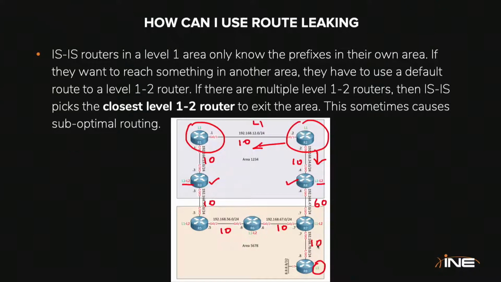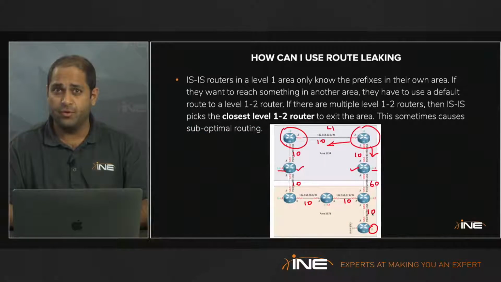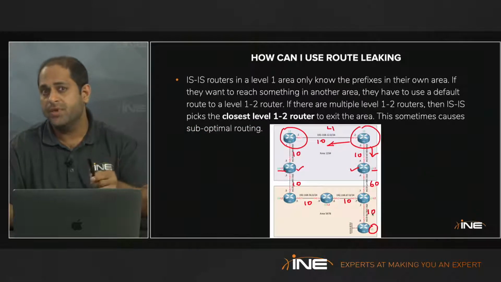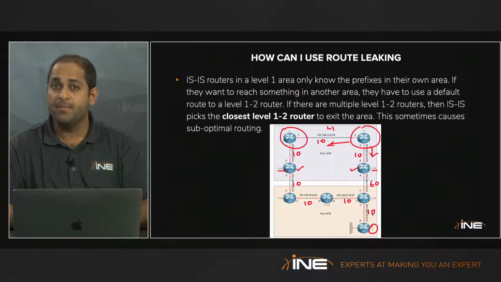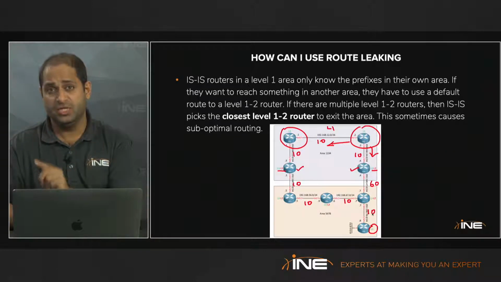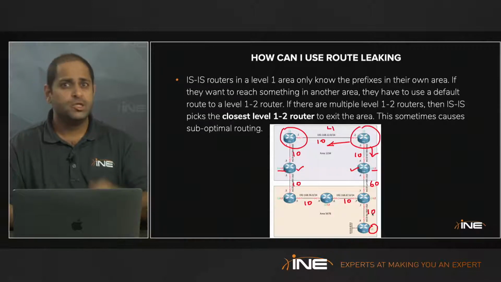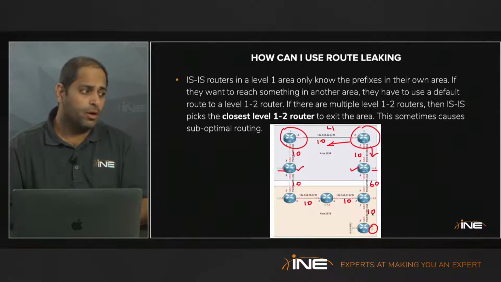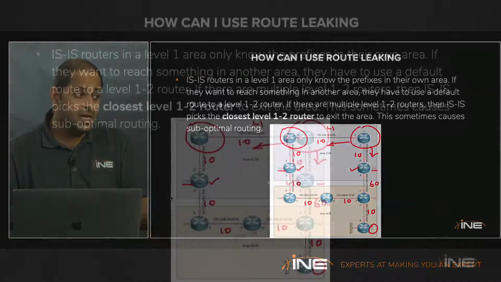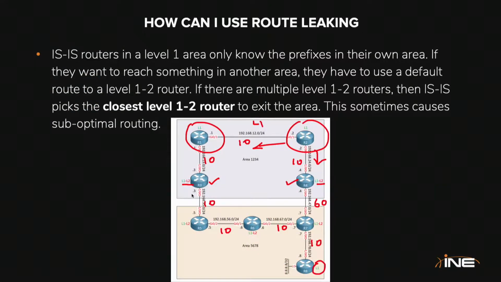Because in ISIS, the total metric is always 10 per hop. So if I have to go from one area to another area, I will always look at the metric to the closest L1, L2 router. Now this can cause suboptimal routing. To avoid this, R4 or R3 may leak the routes. He may leak L2 routes into L1. So he would leak L2 into L1.